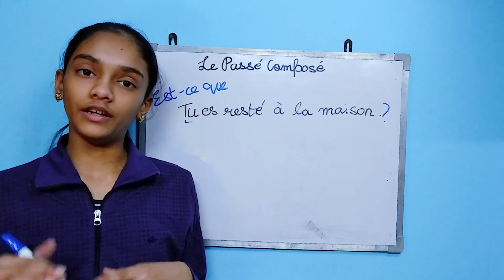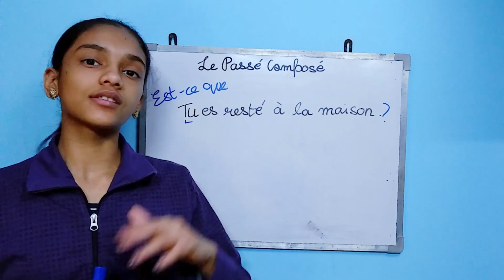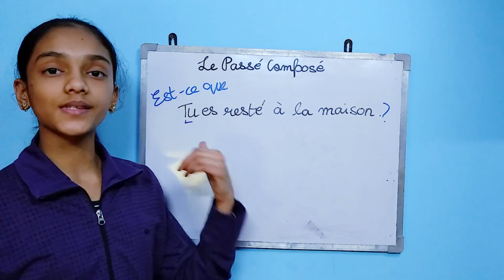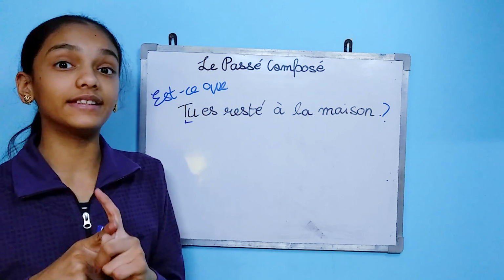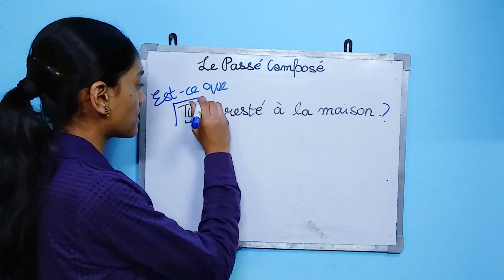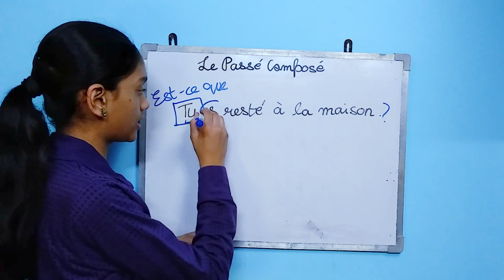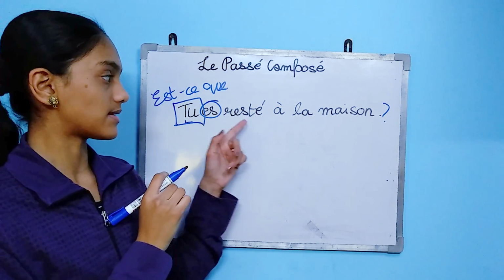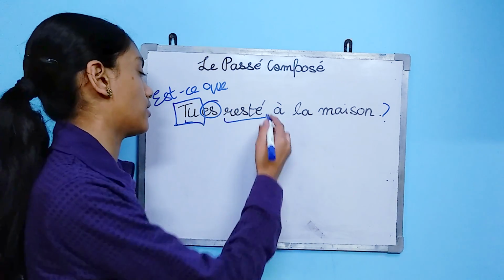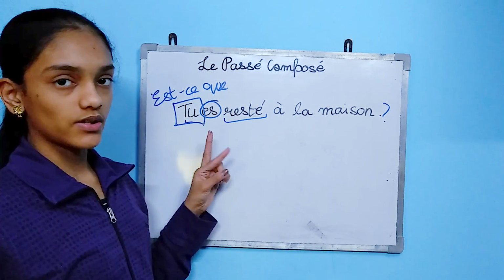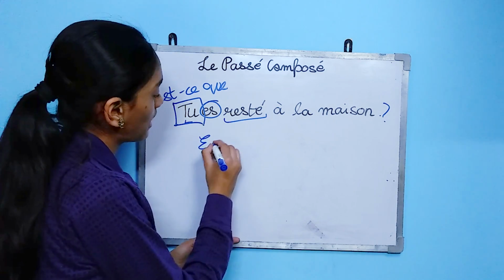Now if you want to do inversion, in inversion we just invert the places of the conjugated verb and the subject. First step, identify the subject and conjugated verb. Here our subject is tu and conjugated verb is es. It is the conjugation of être, in the passé composé form. Now just invert these two and add a hyphen between.